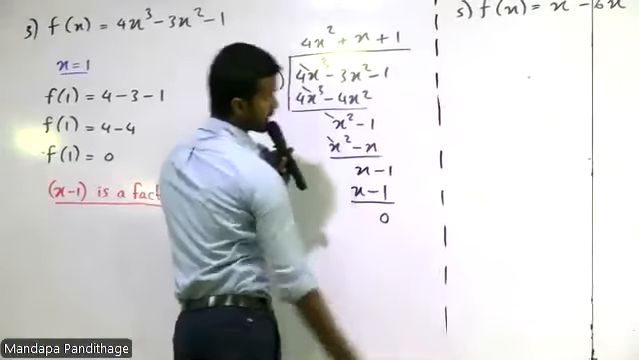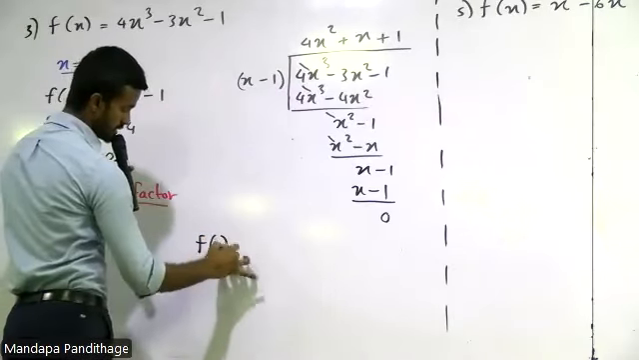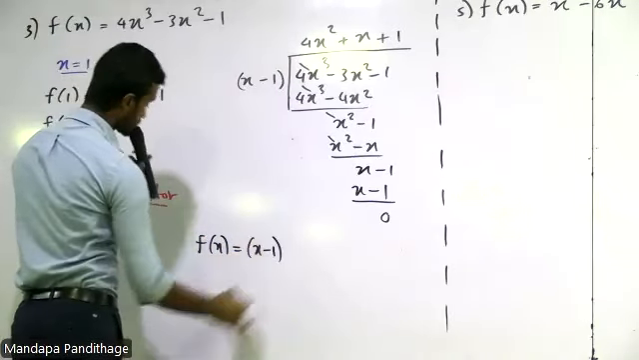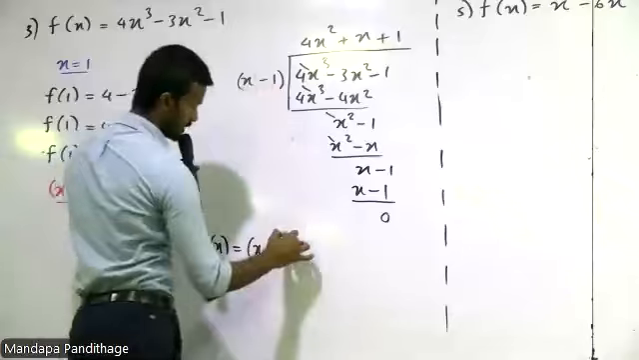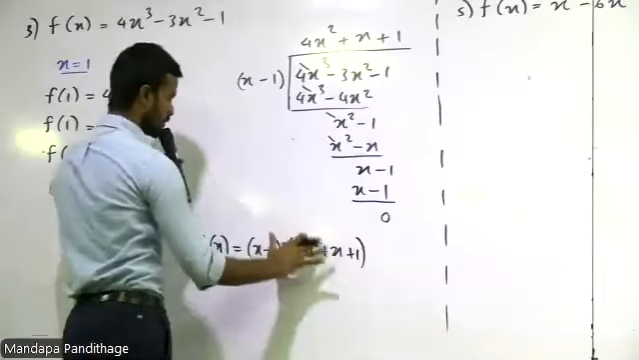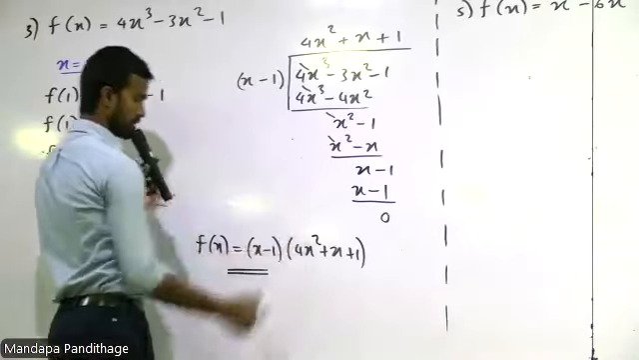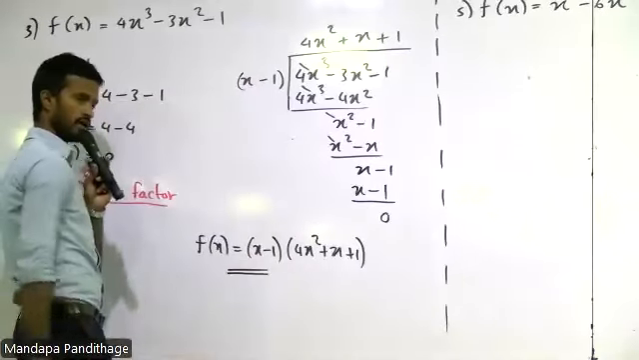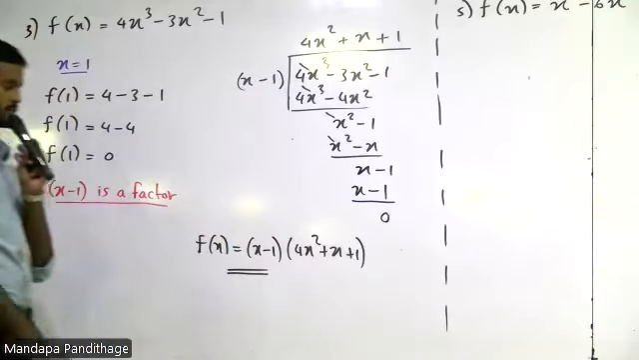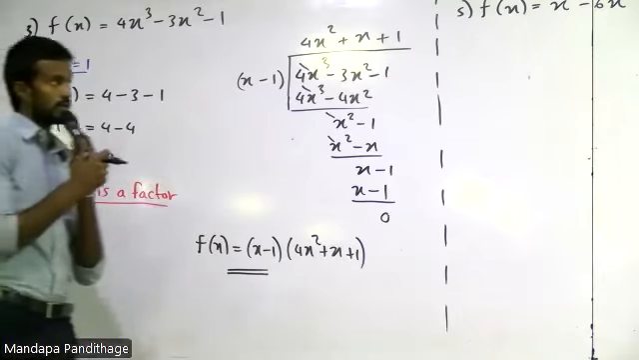So what are the two factors that you can write? f(x) is equal to x minus 1 times 4x squared plus x plus 1. So keep this in this format. If you can see that the quadratic factorizes, then you can factorize it. If you can't factorize, leave it as it is. Okay, question number 5.